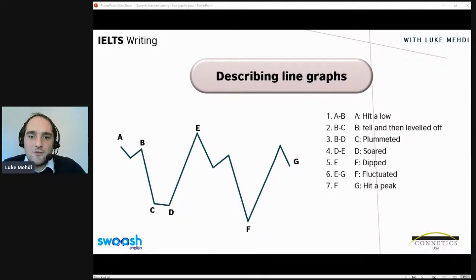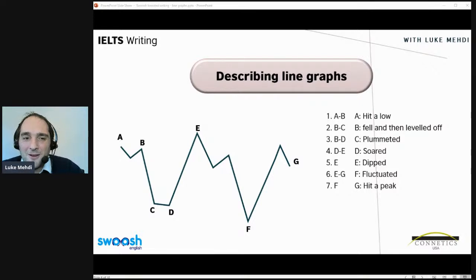How are we going to describe that? A to B goes down and up again. Which of those words could you use? Does it hit a low? Does it fall and then level off? Good, Zab. Zab saying fluctuated. Fluctuating is more, going down and up a lot. Yeah.